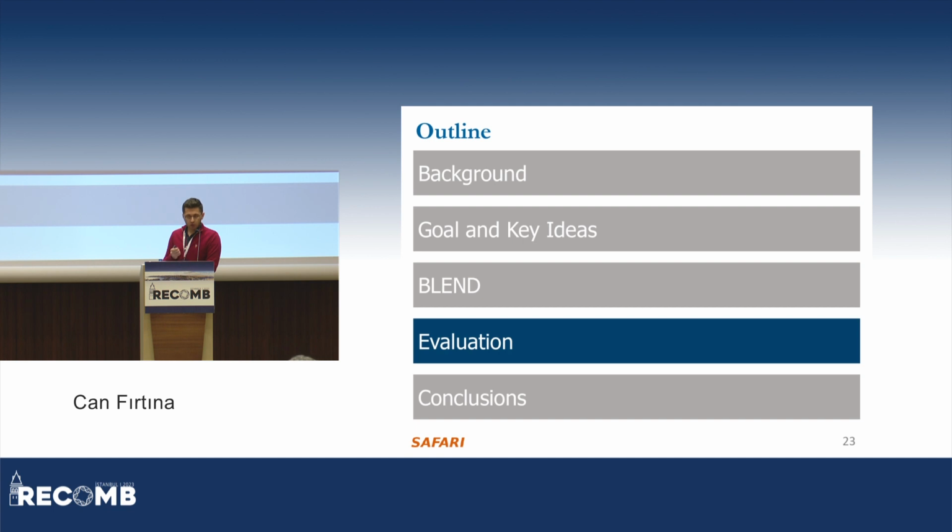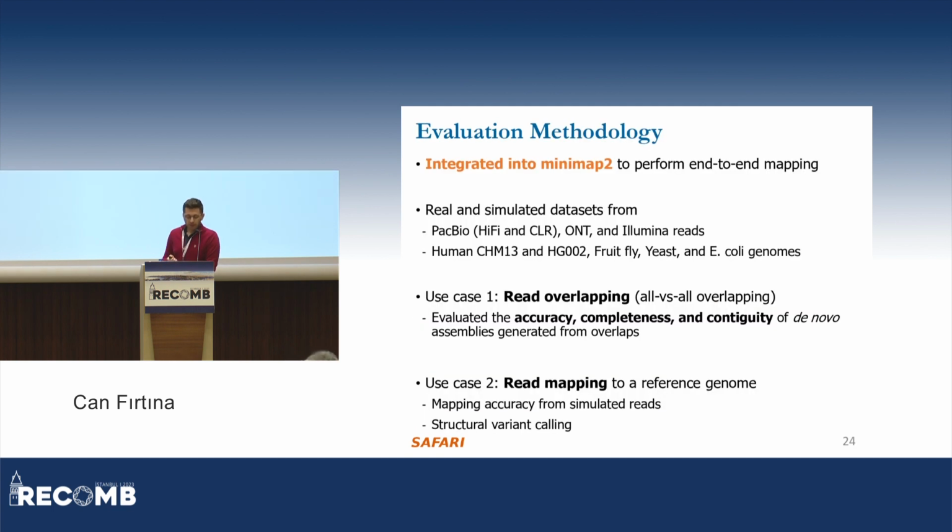So I'll quickly go over the results in the paper. So we integrated the blend mechanism into Minimap2 to perform end-to-end mapping. We used real and simulated data sets from PacBio HiFi and CLR reads, ONT and Illumina reads. And we have like human CHM13, HG002, fruit fly, yeast, and E. coli genomes. We have 2 use cases.